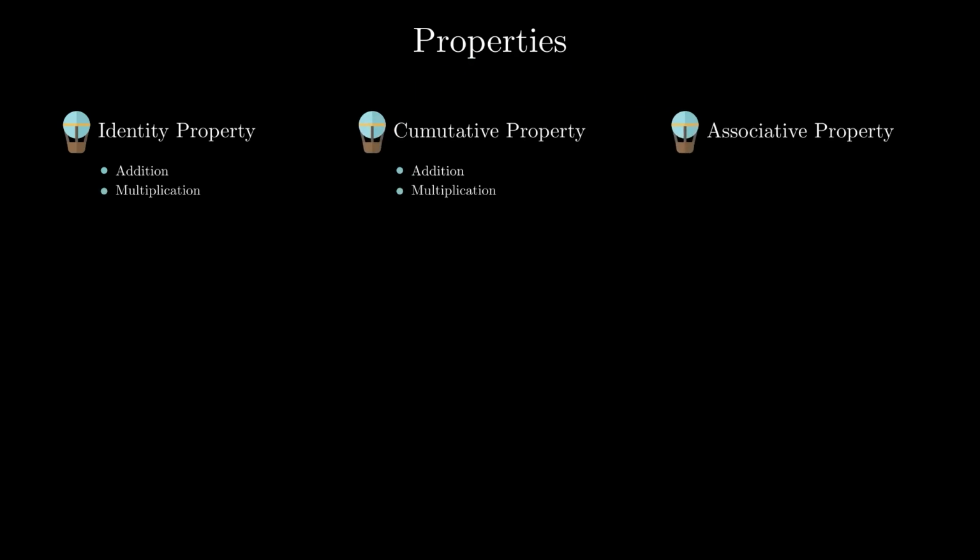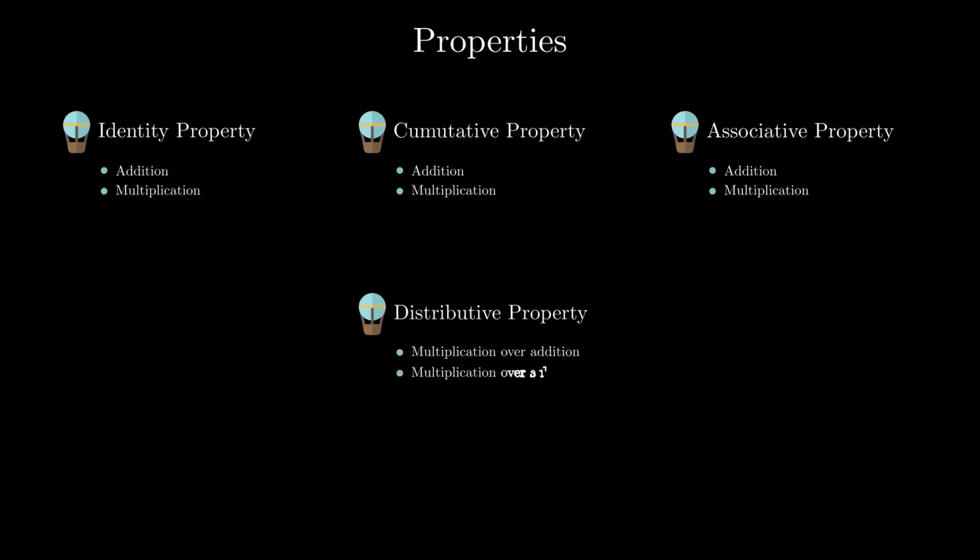Identity property of addition and multiplication, commutative property of addition and multiplication, associative property of addition and multiplication, and in the last we'll discuss the distributive property of multiplication over addition and multiplication over subtraction. Let's start with the identity property.